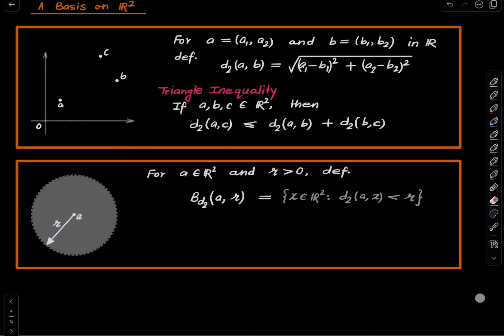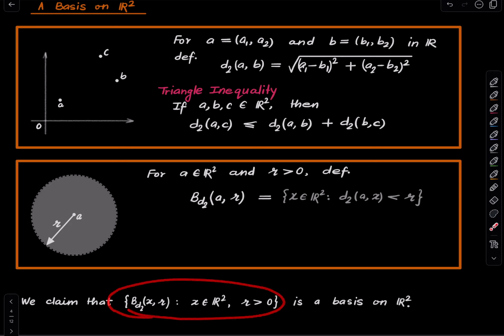Okay, and what we are going to show is that if you collect all the balls, so this is the collection of all the balls of all the possible radii. So you vary over all points and vary over all radii and collect all the corresponding balls. That collection we'll show is a basis on R2. You should in fact take this as an exercise before you look at all the things that follow. Okay, so this is our first order of business.